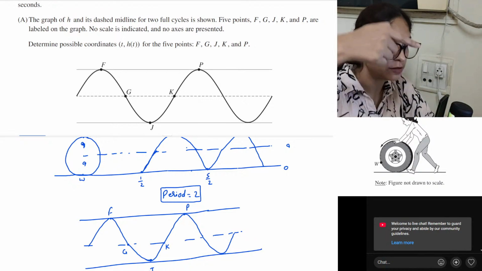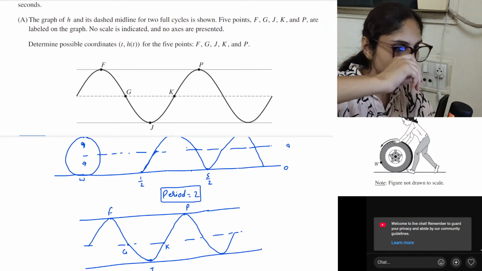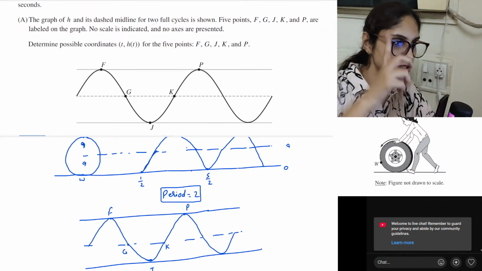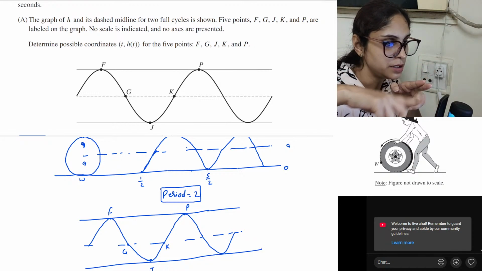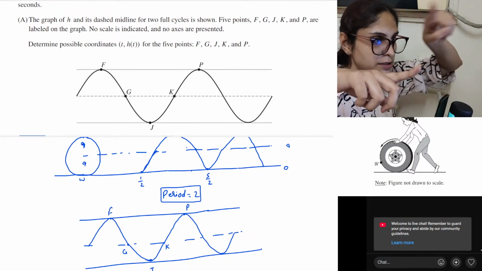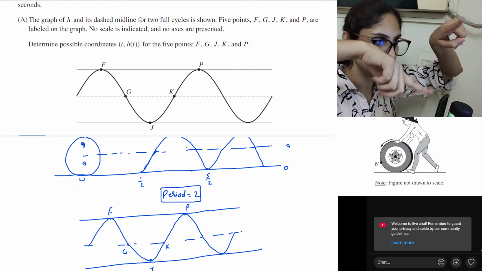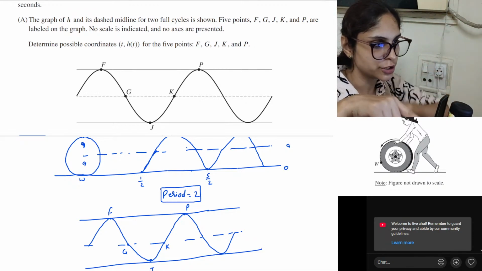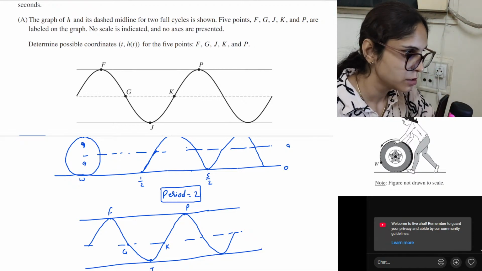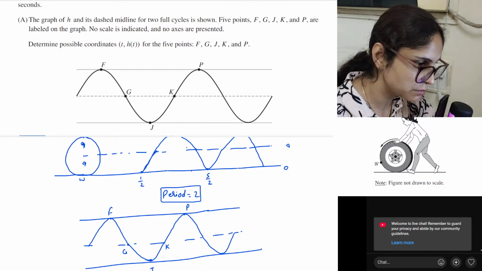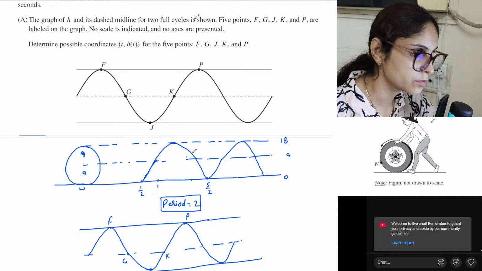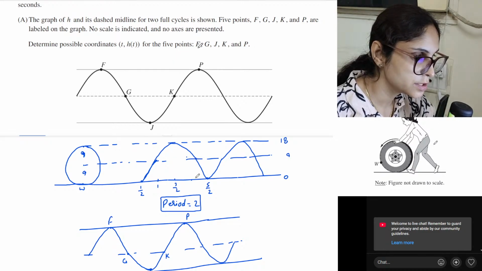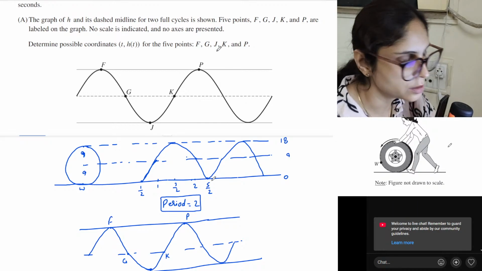So if it is taking 2 seconds to complete the entire thing, because it's starting at 1/2 and coming back at 5/2, that means over here it will be at 1/2 of a second, and then here it will be at 1 second, because that is 1/2 of the full rotation. And this is 1/4 of the full rotation, so this will be 1/2. So through that, I can first make my diagram. So this is going to be at 1. The maximum point is going to be 1.5, that is 3 over 2. This point is going to be at 2, and this is going to be 2.5.